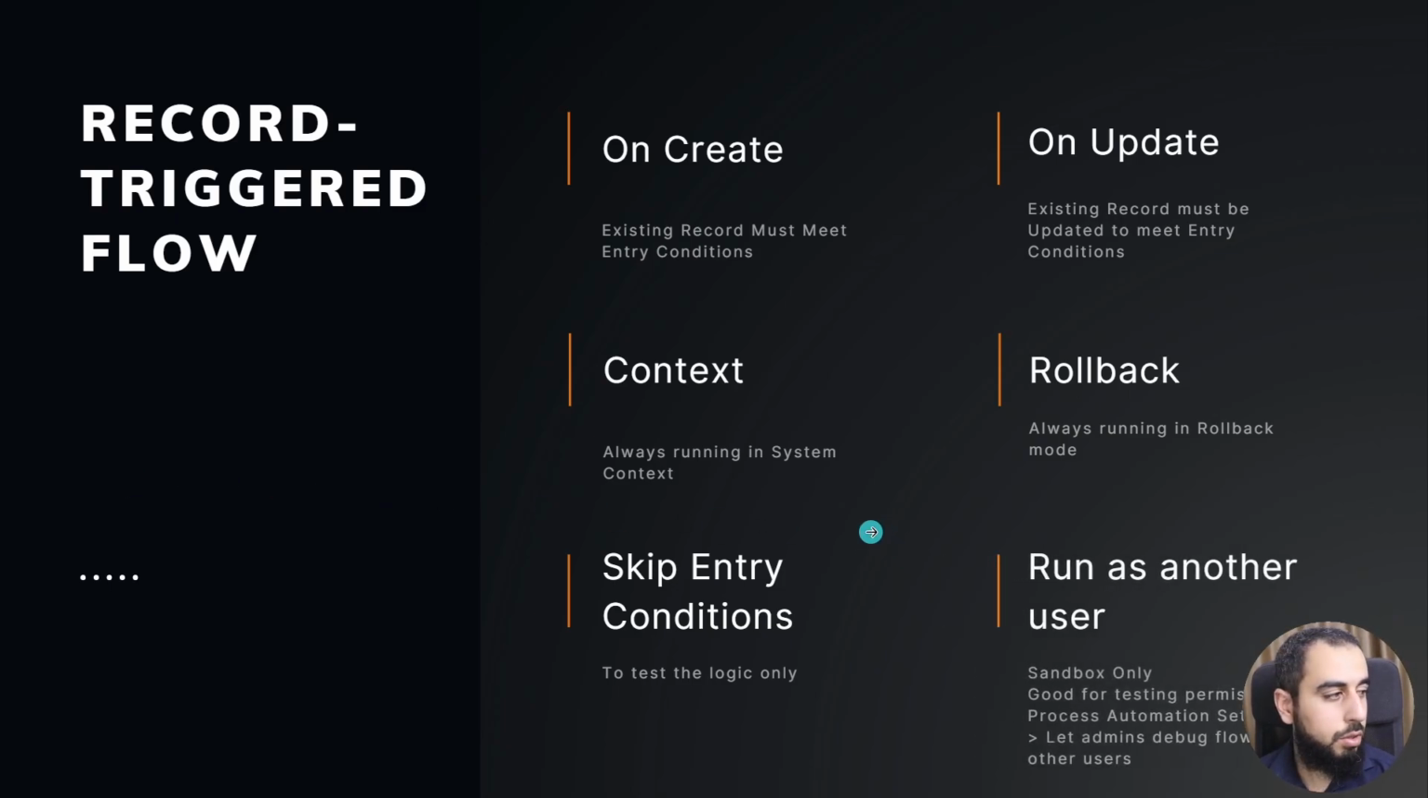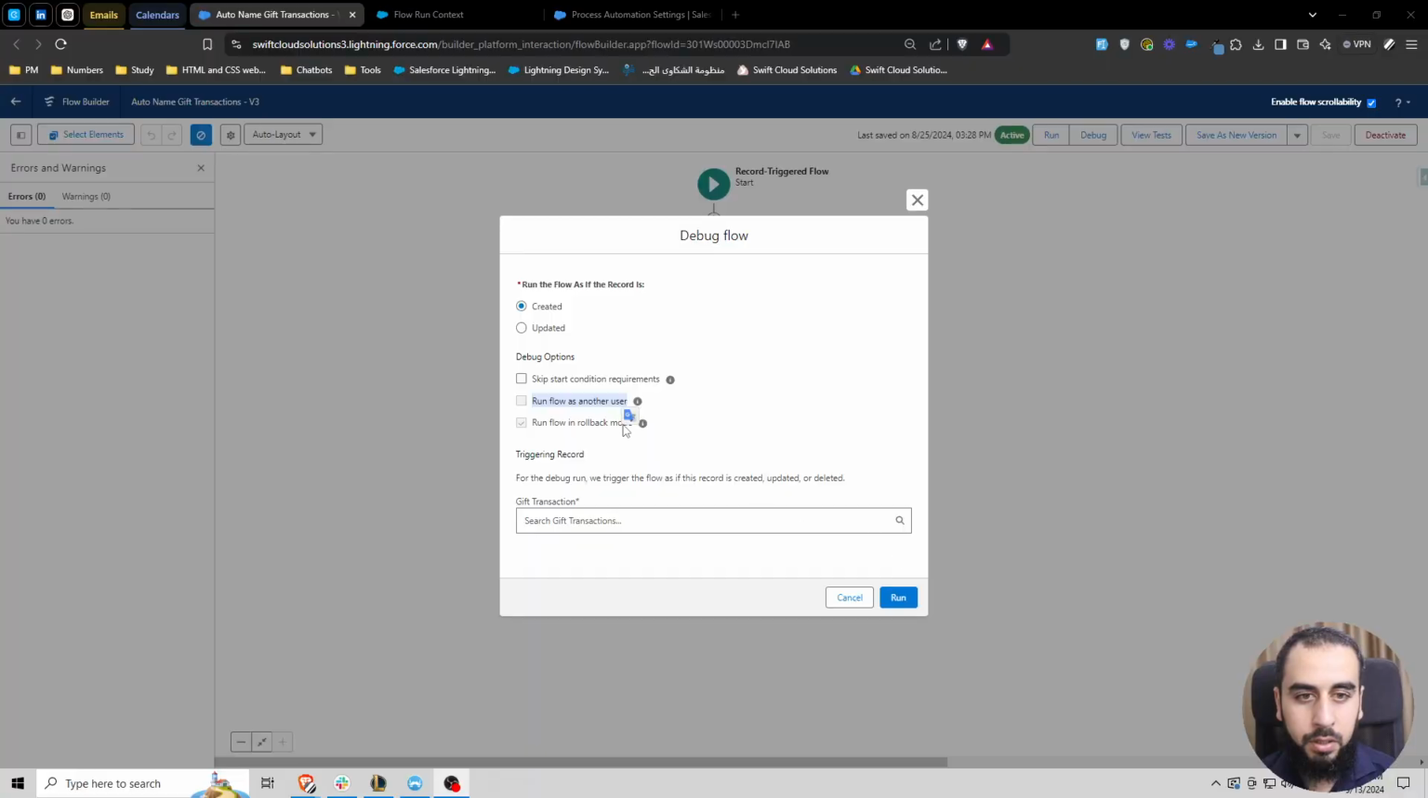Last thing in regards to record triggered flows, you could run the flow as another user. To run the flow as another user, it says here run flow as another user. To do that, this option, it says here, this option is disabled in your org's process automation settings. Let me show you that.